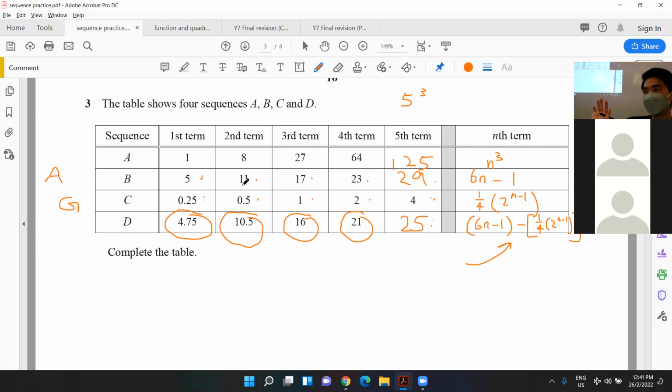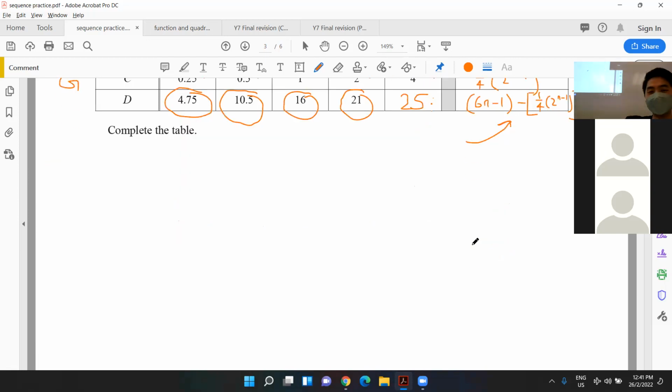Anybody don't get this part? Need an explanation again for the last group part D? Anybody? No questions. Okay, continue trying the rest.